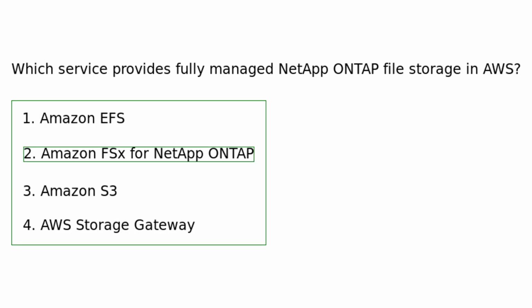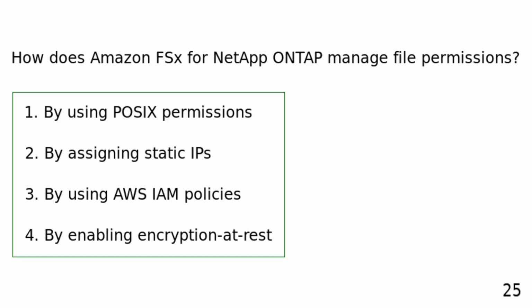Amazon FSx for NetApp ONTAP is specifically designed to provide managed NetApp ONTAP file storage. How does Amazon FSx for NetApp ONTAP manage file permissions? By using POSIX permissions. By assigning static IPs. By using AWS IAM policies. By enabling encryption at rest.